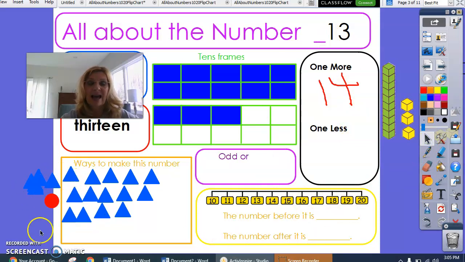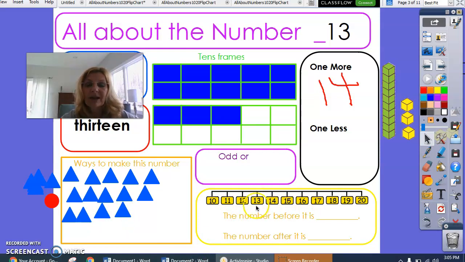Let's count it because I added one more. I put one more down. Let's see if 1 more than 13 is 14. Are you ready? Let's go. 1, 2, 3, 4, 5, 6, 7, 8, 9, 10, 11, 12, 13, 14. Beautiful.